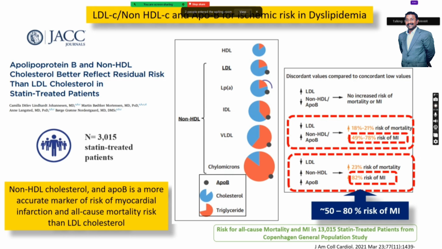So here, LDL-C cholesterol and non-HDL-C cholesterol again. Apolipoprotein B and the non-HDL-C cholesterol better reflect residual risk than the LDL cholesterol in the statin-treated patients. Nearly 3,000 statin-treated. So I told you non-HDL cholesterol is also very, very important. And apolipoprotein B is a more accurate marker of the risk of myocardial infarction and all-cause mortality than the LDL-C cholesterol. But most of the labs give only 5 markers. So you have to calculate the non-HDL cholesterol from your lipid profiles. I told you what you mean by the non-HDL cholesterol. That is also a very, very important marker.